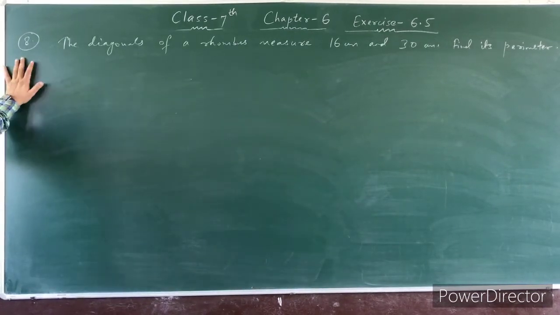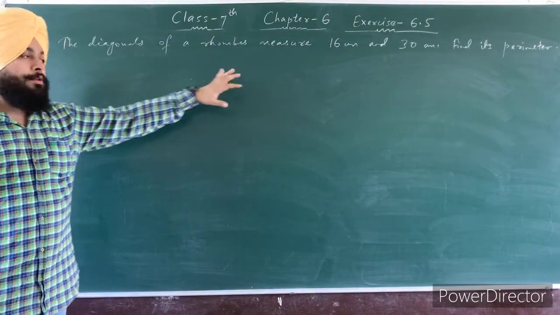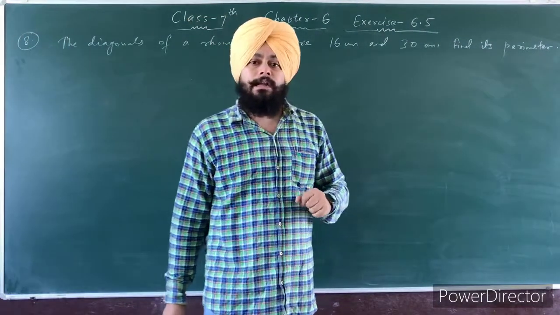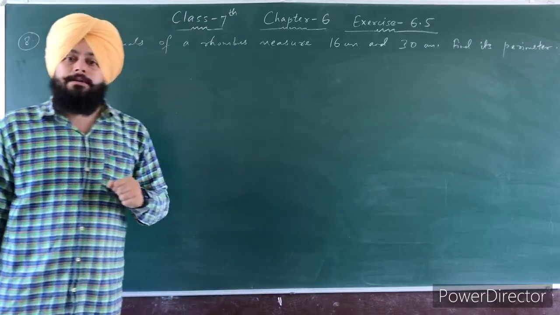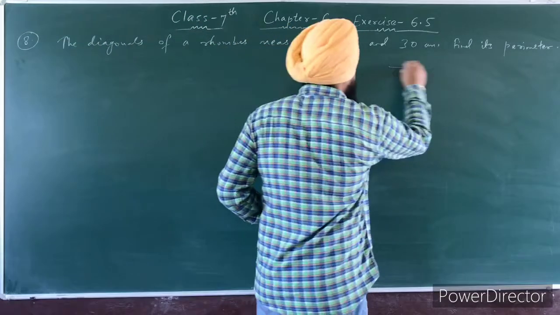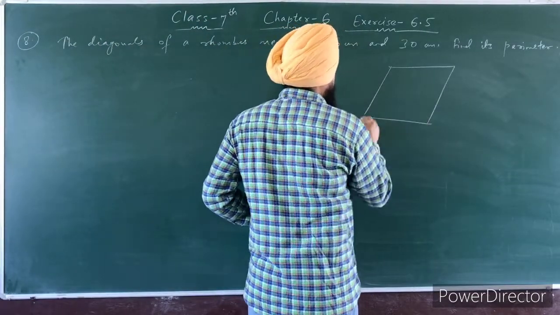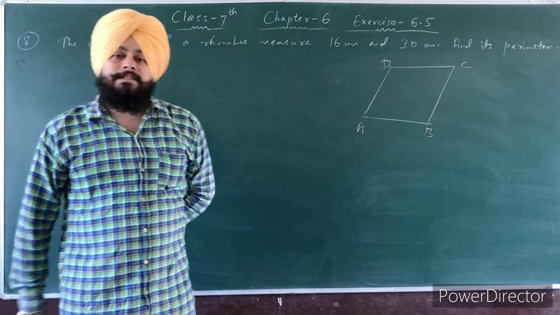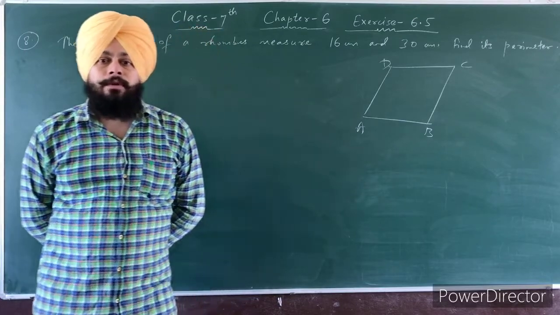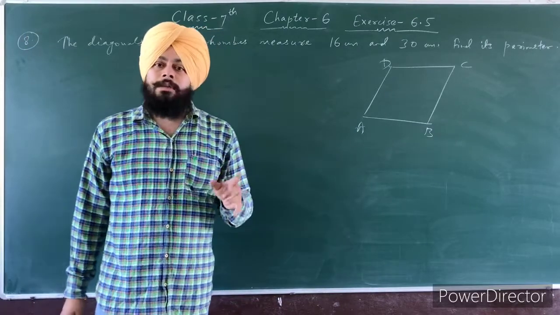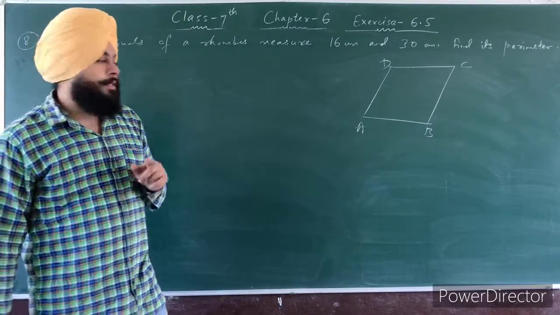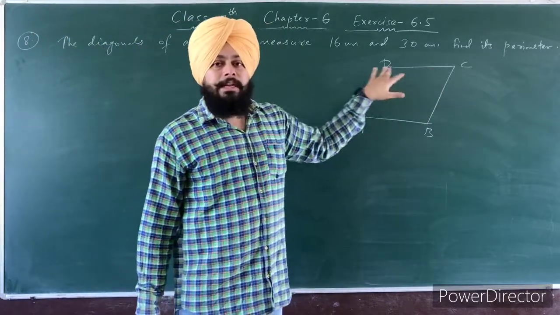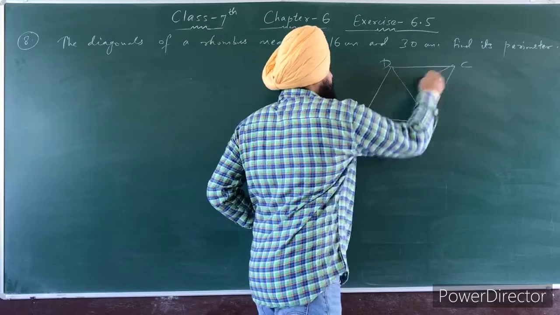This is your last question, number 8 of exercise 6.5. The question is: the diagonals of a rhombus measure 16 centimeter and 30 centimeter. You have to find its perimeter. So what is a rhombus? The property of a rhombus is that all its sides are equal and the diagonals of a rhombus bisect each other at 90 degree. Please students, draw a rough rhombus, name it ABCD and join its two diagonals AC and BD.